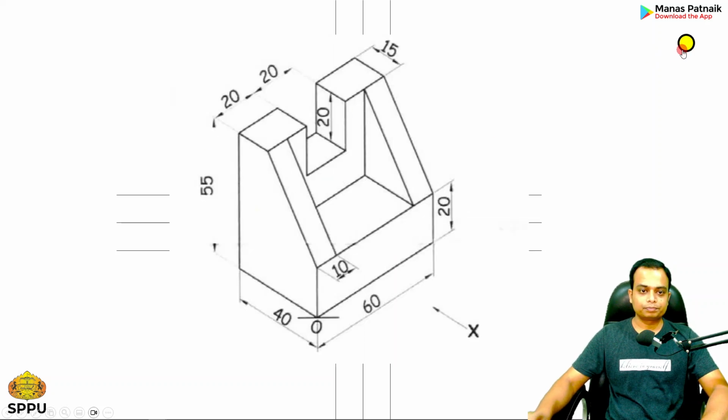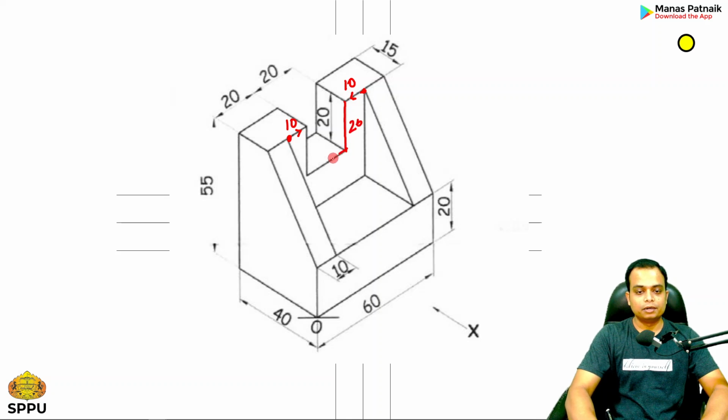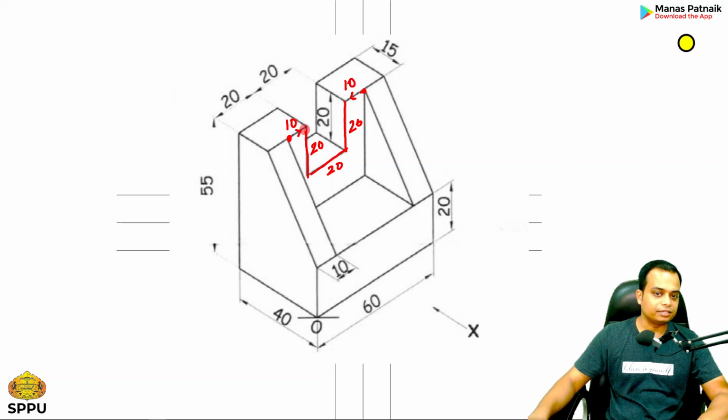Easy. Now, this is 10, assuming you are right here. And then you need to go down 20, take a left, 20 again, go up 20. So this is what you need to do. Very easy. 10, then 20, 20, and 20.